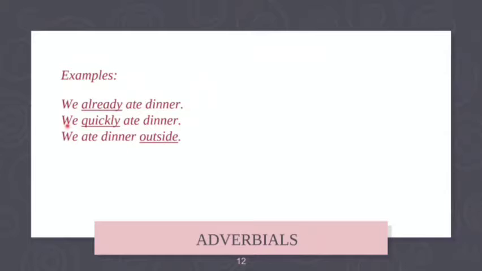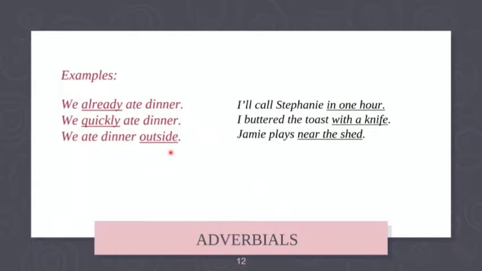We already ate dinner. We quickly ate dinner. We ate dinner outside. These underlined words are adverbs, and they are also adverbials. Now, how about these examples? I'll call Stephanie in 1 hour. I buttered the toast with a knife. Jamie plays near the shed. These underlined words are not adverbs, but they are adverbials.